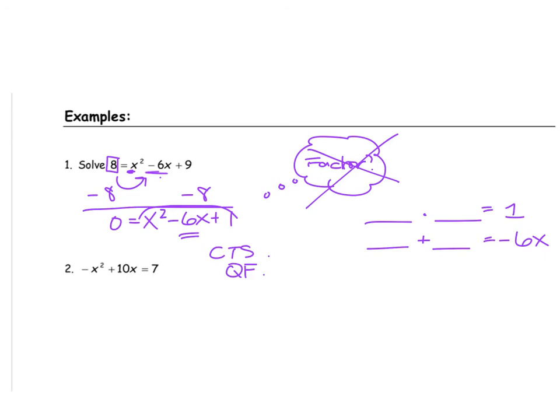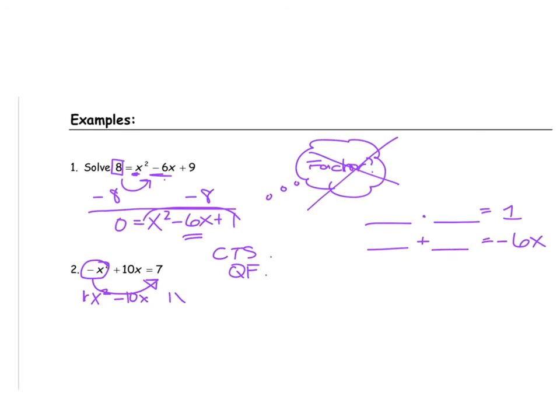In our next example, we have a negative x squared. I'm going to move everything to the other side so that I have a positive a value. So I add x squared to both sides, subtract 10x from both sides. And that gives me 0 equals x squared minus 10x plus 7.